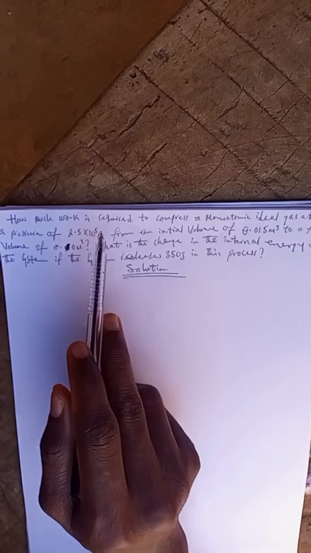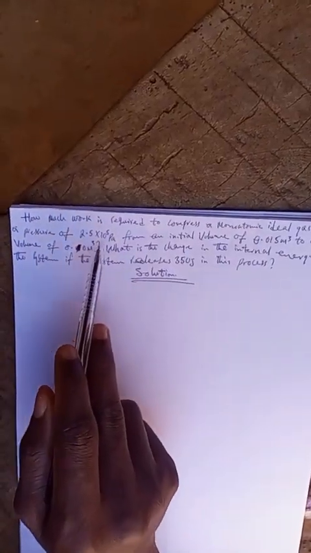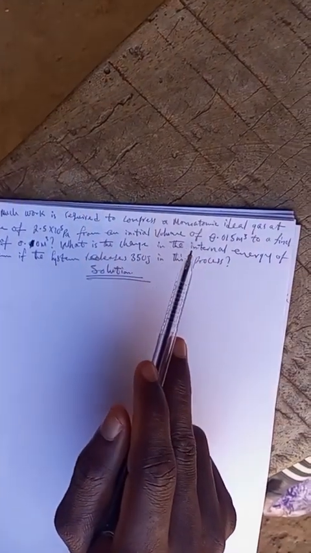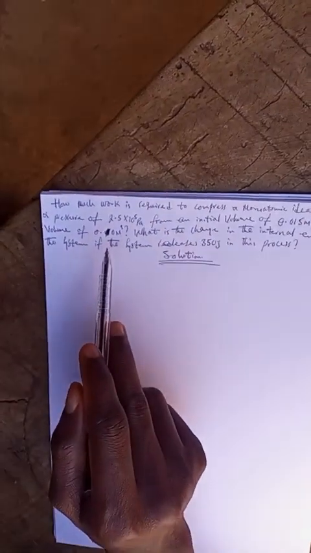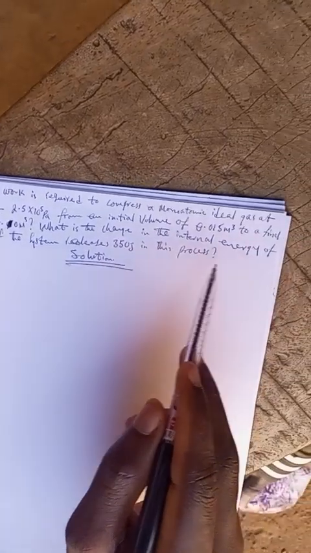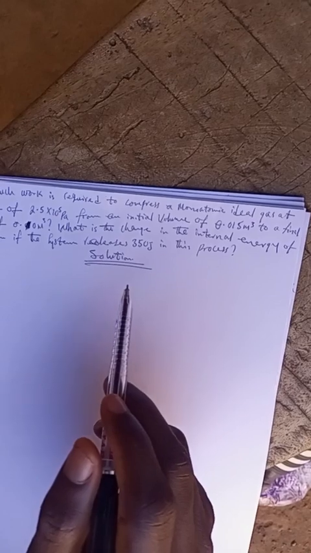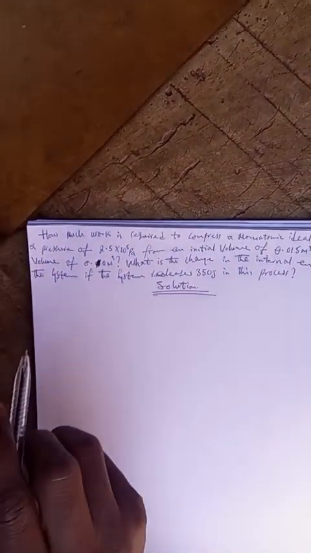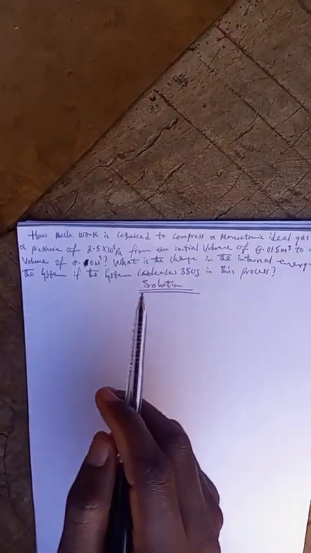How much work is required to compress a molar atomic ideal gas at a pressure of 2.5 × 10^5 Pascal from an initial volume of 0.015 cubic meter to a final volume of 0.10 cubic meter? Now, what is the change in the internal energy of the system if the system releases 350 joules in this process? To get the solution to this one, two things are involved. The first thing is how much work, that is your W, then internal energy as well.